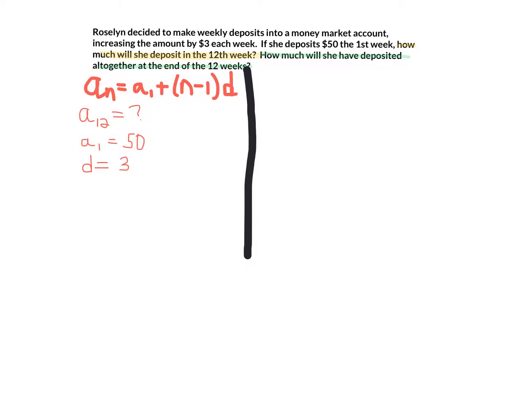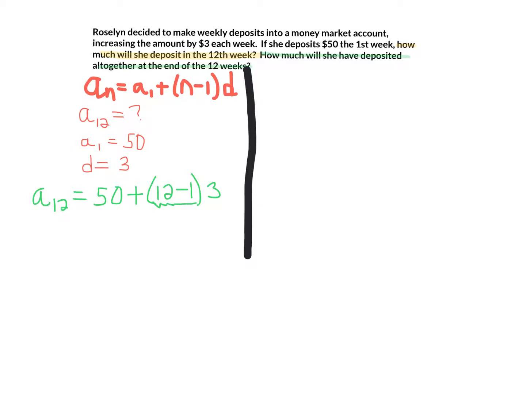All right. So here we go. So let's start with our function. A of 12 equaling A of 1, which is going to be 50, plus number of terms is 12, minus 1, and our distance is 3. Alright, so we're just substituting in. Now we're going to do our math now.